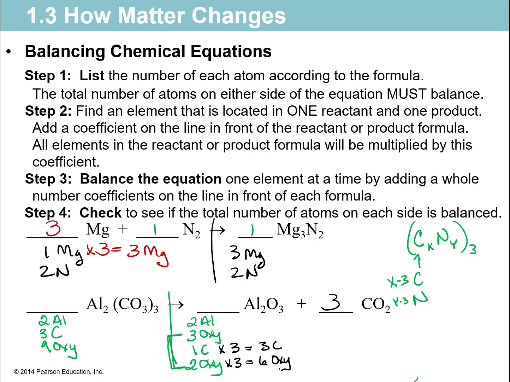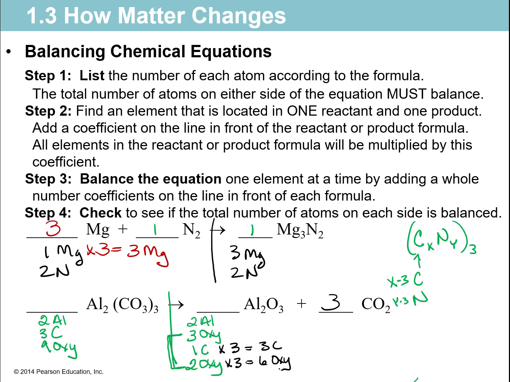Okay, so whatever you put as the coefficient on the line, all of the atoms in the molecule behind it are going to get multiplied by that number. So now go back and count. Aluminums are still balanced. Yeah. Carbons. Yep.